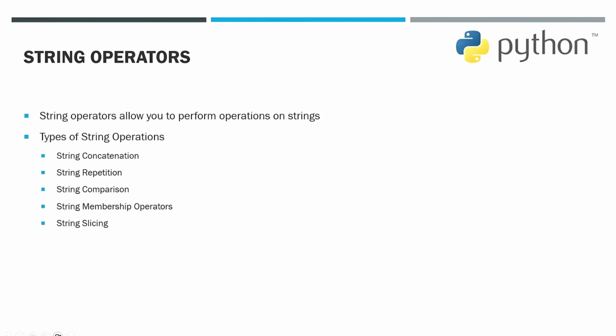In addition to arithmetic, comparison, and logical operators, Python also provides special operators for manipulating strings. String operators allow us to perform operations on strings such as string concatenation, string repetition, string comparison, string membership operators, and string slicing. Let's take a look at these topics with the help of some examples.